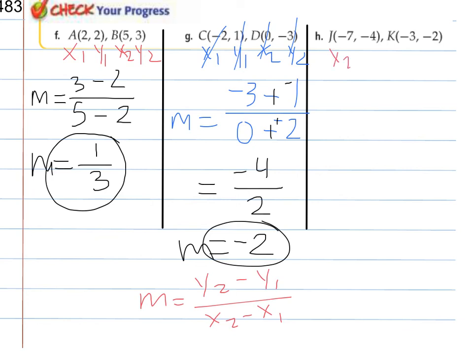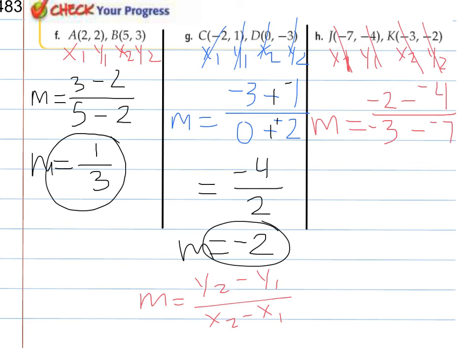Again, last one. We have x1, y1, x2, y2. Plug them into the formula. y sub 2 minus y sub 1, negative 4, over x sub 2 minus x sub 1, negative 3. Add the opposite on all these. Integers are not going away, ladies and gentlemen. And then I have a positive 2 over a positive 4, which simplifies to 1 over 2 for a slope.